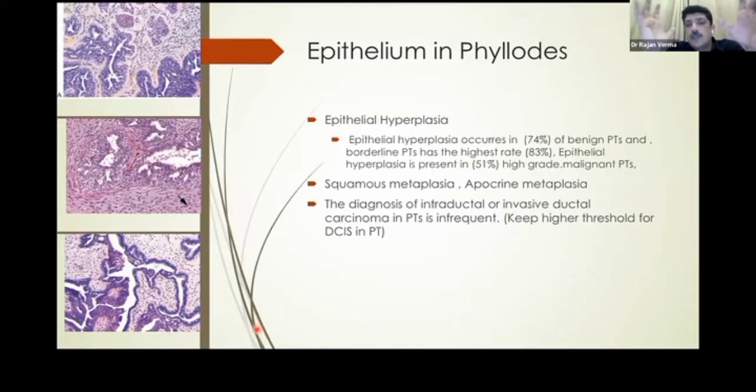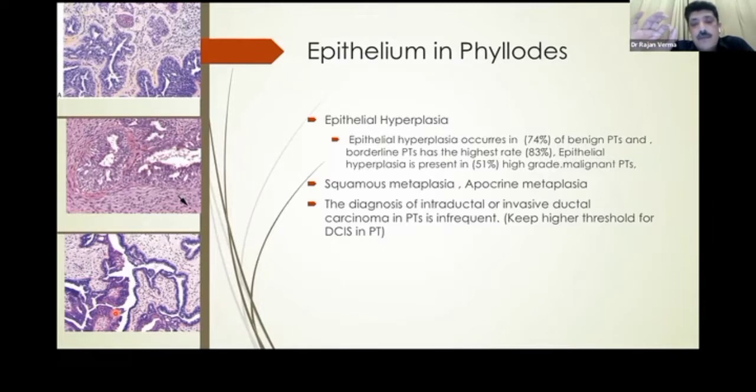And the epithelium in phyllodes also plays games. You can have varying degrees of epithelial hyperplasia, which is maximally found in borderline phyllodes tumors, about 83% of cases. Benign phyllodes tumors can have about 74% epithelial hyperplasia of varying grades. And of course, lower grade or higher grade malignant phyllodes tumors have lesser epithelial hyperplasia. Squamous metaplasia, apocrine metaplasia, all are known. This is an apocrine metaplasia. So these are all known in phyllodes tumor.